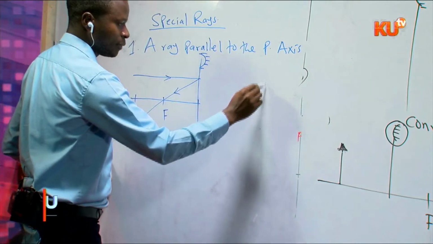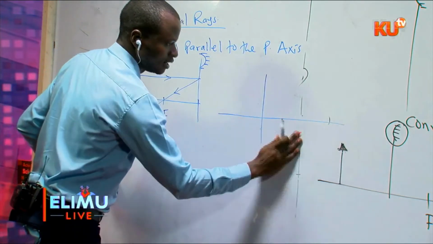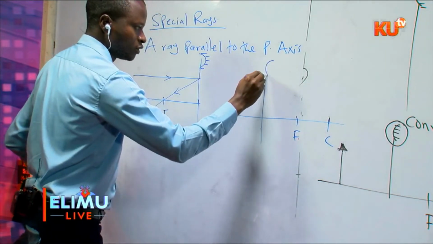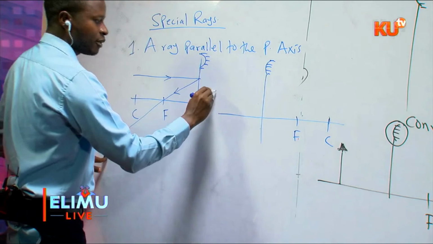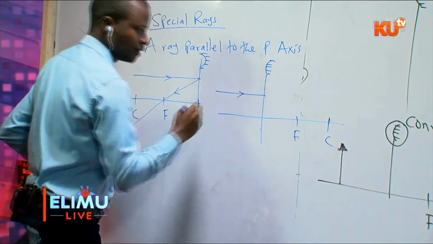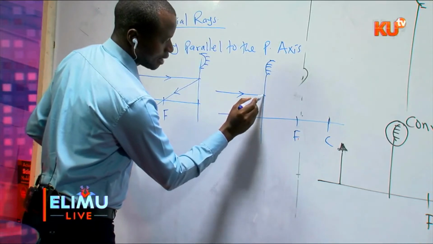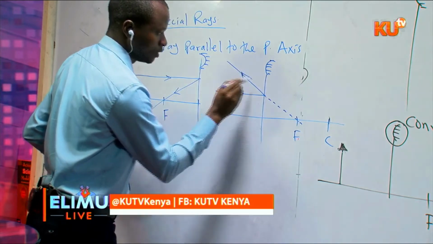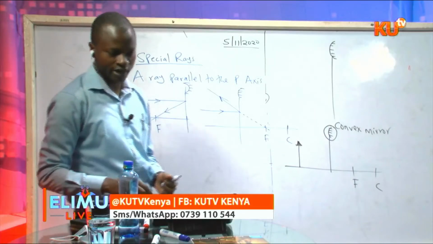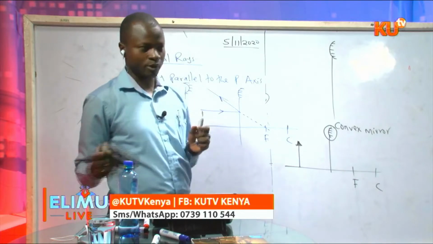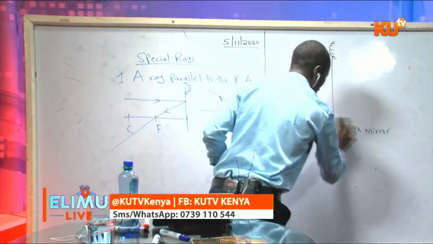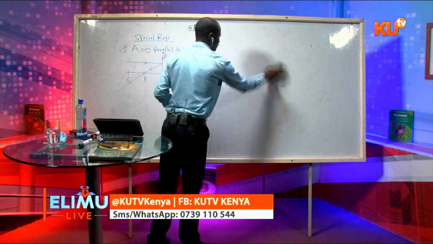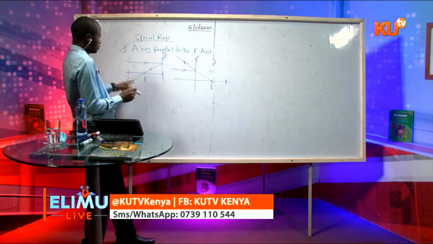For a convex mirror, what will happen? For a convex mirror, we have agreed before that is F, that is C, and for convex, you draw a curve at the top like that. So a ray parallel to the principal axis for a convex mirror will be reflected such that it appears to come from F, like this. So that is special ray number one. A ray parallel to the principal axis: for a concave mirror, it is reflected through F; for a convex mirror, it appears to diverge from F. That is it. A very important ray. You need to know this one.